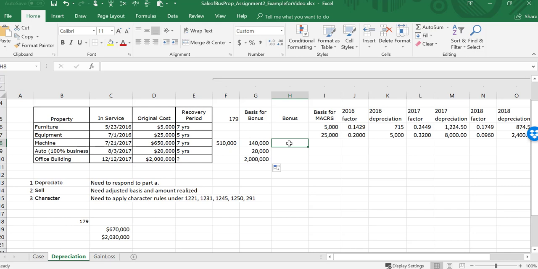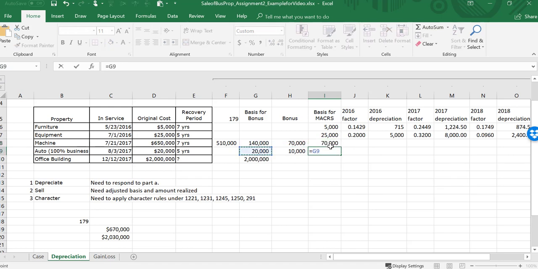Okay. So we can take bonus depreciation on things that were placed in service before September 28th. Both of these were placed in service before September 28th. The bonus percentage was 50%, so we'll take that basis and multiply it by 1/2. Now we get the basis for MACRS as what is left over. So recall, you cannot use bonus depreciation on real property, especially something like an office building. So as a result, bonus is 0 for the office building, and we're going to have to MACRS depreciate all $2 million of that.